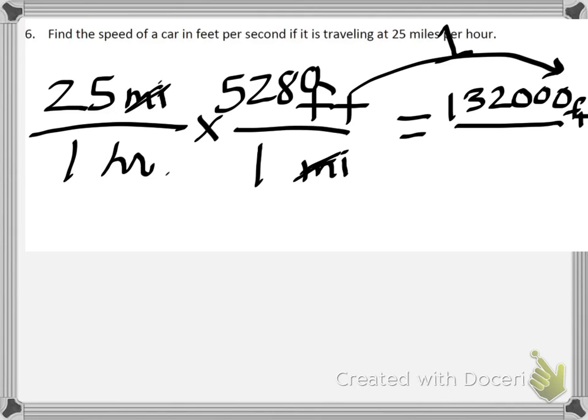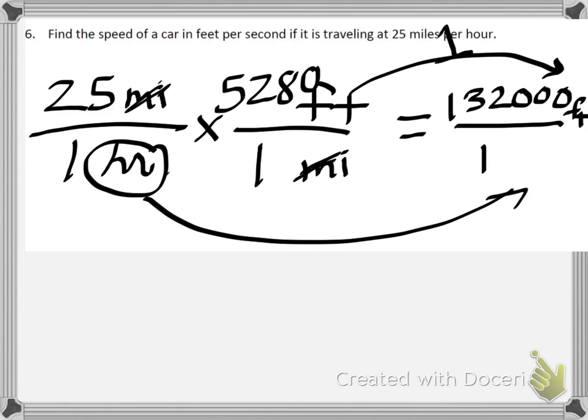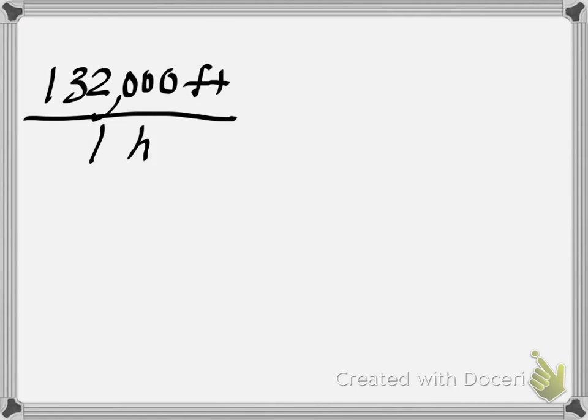And then on the bottom, we get 1 times 1 is 1, and we're left with a word here, so that's going to be hours. So we now have changed the first part to feet. So we have 132,000 feet over 1 hour.